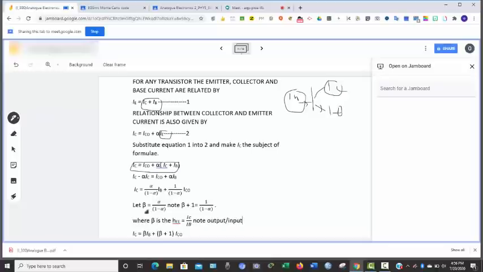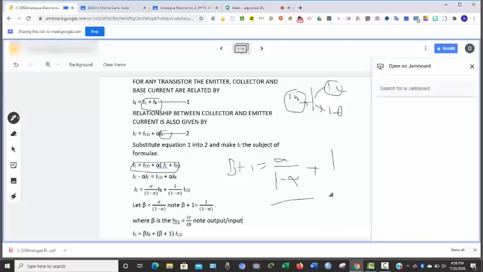I say let beta equal to alpha over 1 minus alpha. Then I can still go further and say beta plus 1 is equal to 1 over 1 minus alpha. And if I say beta plus 1 is equal to, what is my beta? My beta is alpha over 1 minus alpha, then plus 1.